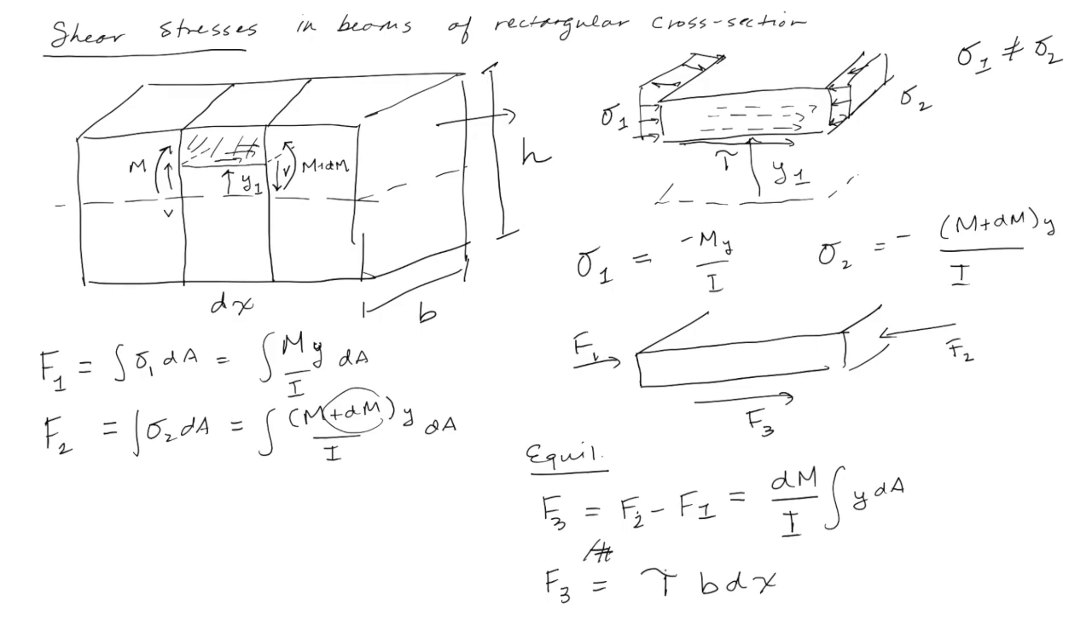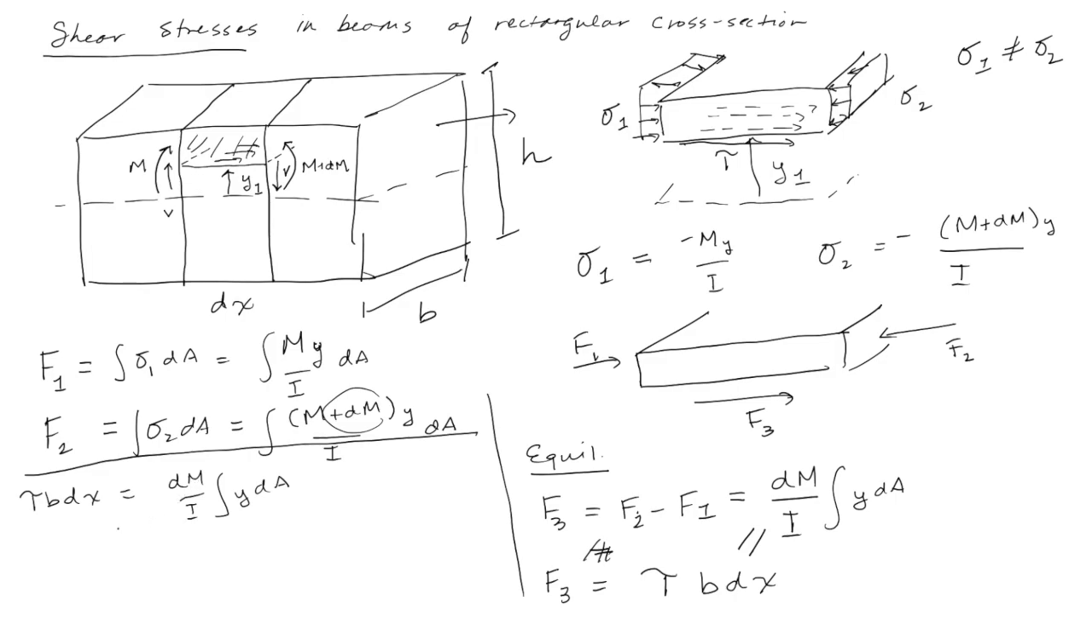So it's some shear field that we're trying to determine, smeared over this area, that gives us a resultant force F3. So if these are both F3, we can equate these two. Let's do that and see what pops out. We end up with tau b dx is equal to dM over I integral y dA.